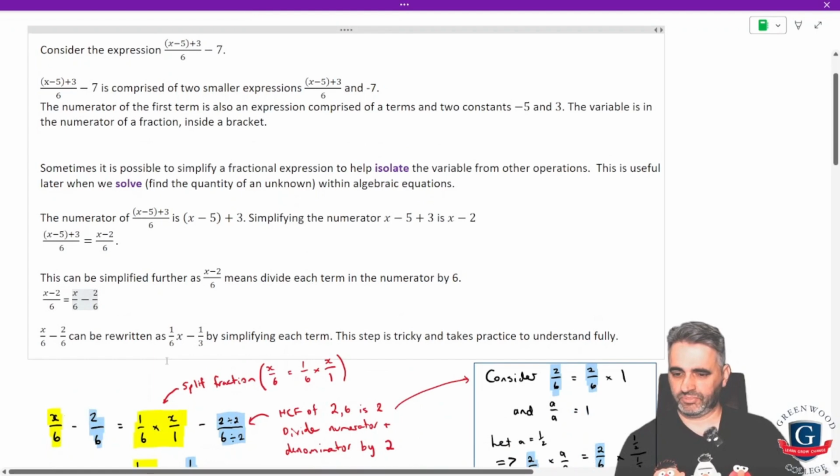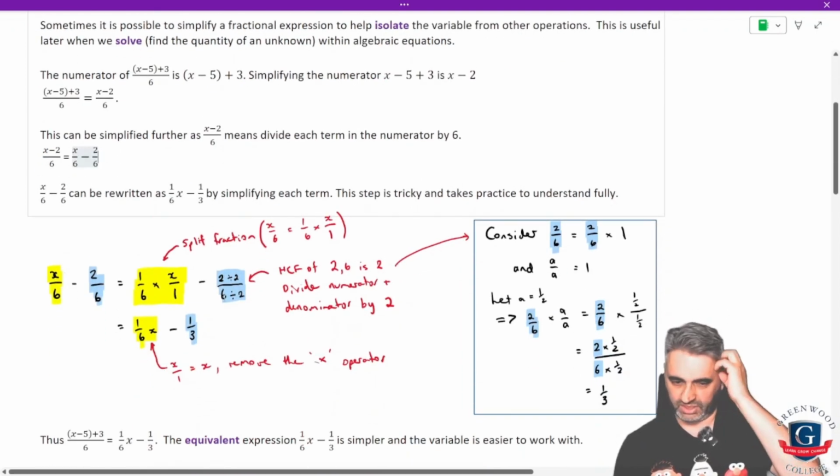Quite like that. And then we can rewrite the parts. So x on 6 would become 1/6 x, and 2 on 6 could become a third. In case it's not quite obvious why that's the case, x on 6 becomes 1 on 6 times x on 1. 1 times x is x. 6 times 1 becomes 6. 2 on 6, we look for the highest common factor, which is 2, divide each by 2, and we end up with 1/6 x take a third.